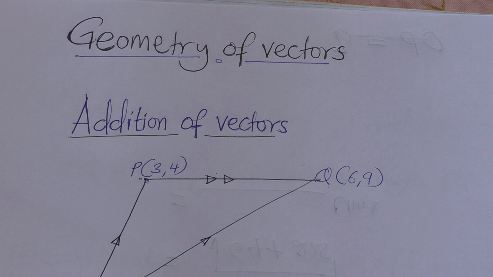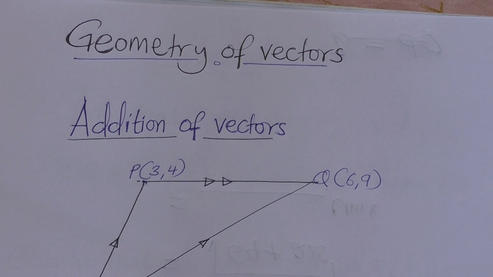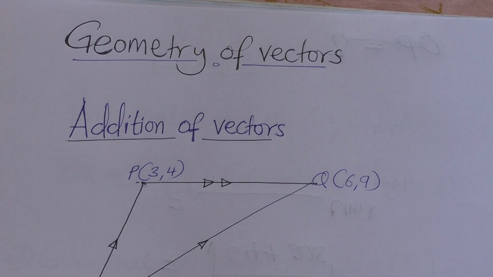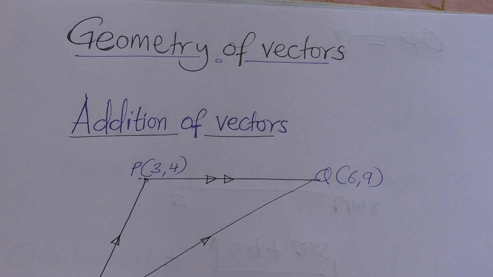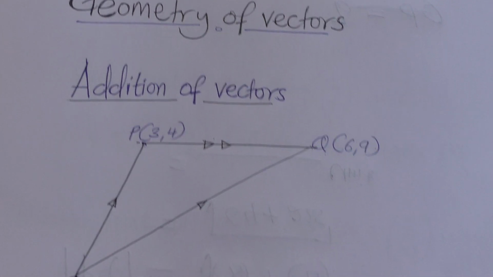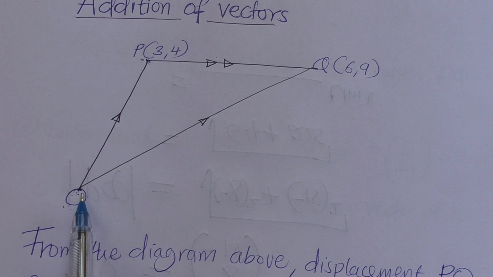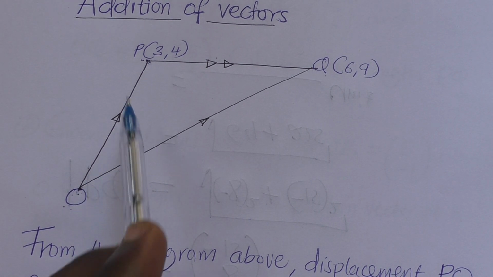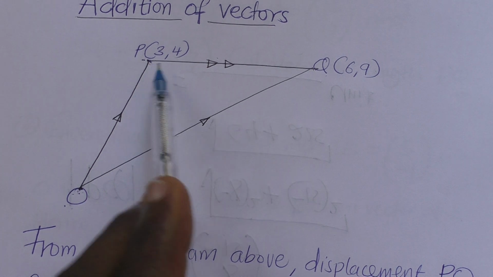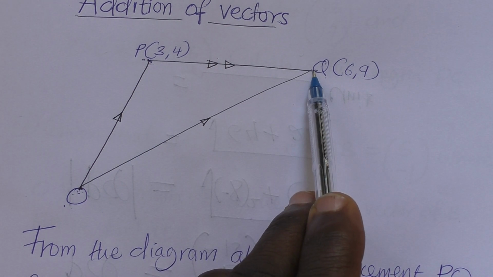In this particular lesson, we shall be looking at geometry of vectors, and under this we shall look at addition of vectors. So in the diagram given to us, we have origin O, we have position vector P, and position vector Q.